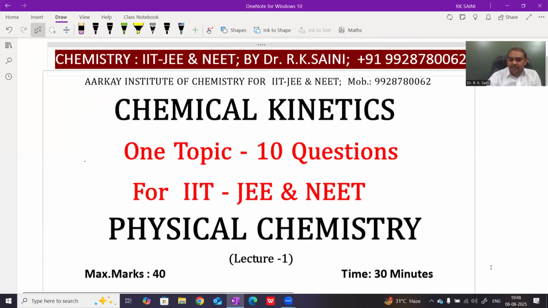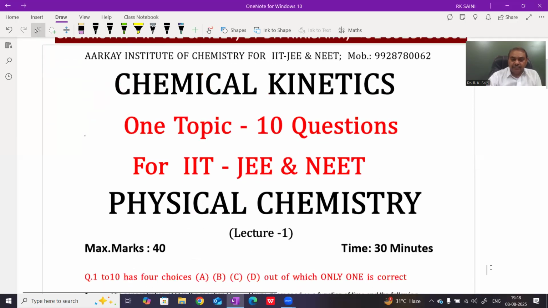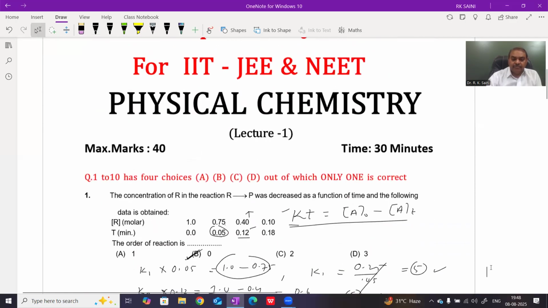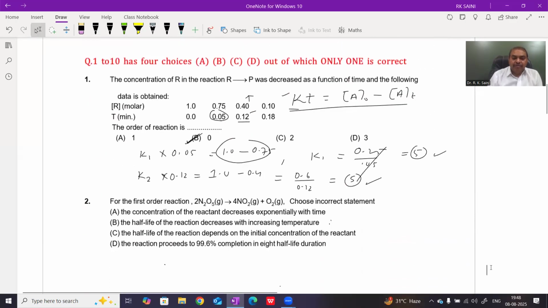Second question. For a first order reaction, which is the incorrect statement? First, the concentration of reactant decreases exponentially with time. We know the relation of concentration at time t for first order: At equals A naught e to the power minus Kt.